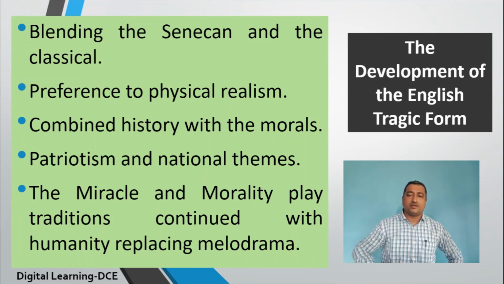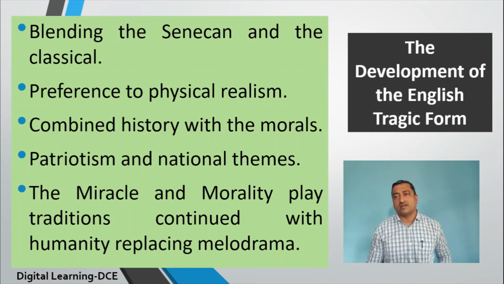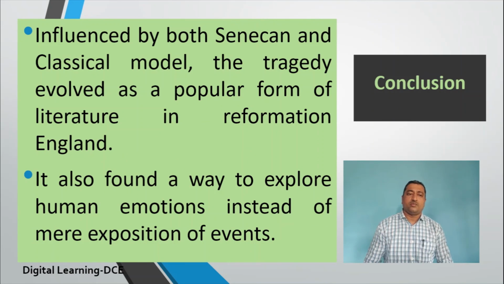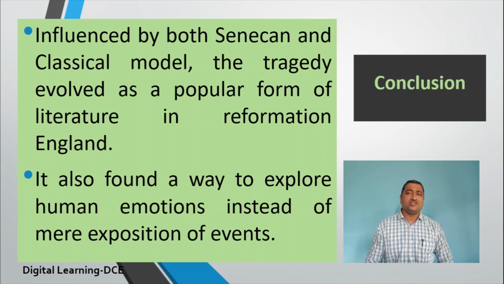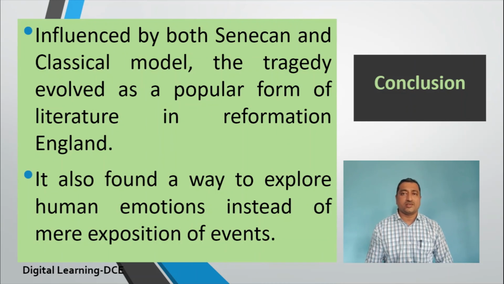So the development of English tragedy in Reformation England borrowed things from both the Senecan model as well as the classical model and developed into a popular form of literature. Finally, we can also see that this English tragedy explored its own quality instead of just a mere imitation of the earlier models. Along with those imitations, they found their own individuality, and that's what later made English tragedy of Reformation England, that is 16th century England, the greatest period of tragedy in English literature.